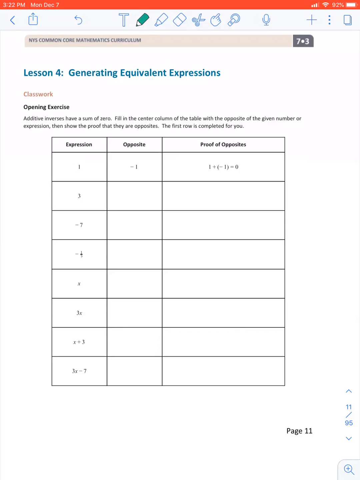Now, we know that opposites have a sum of 0, so that means those first two columns, 1 plus negative 1, you're going to get 0. Now, the next one. The opposite of 3 is negative 3. And we know that if I add opposites, 3 plus negative 3, I get 0. All right, the opposite of negative 7 is positive 7. Still, if you have negative 7 and you add a positive 7, you still get 0. The opposite of negative 1/2 is positive 1/2. Again, if you have negative 1/2 and you add positive 1/2, you're still going to get 0.